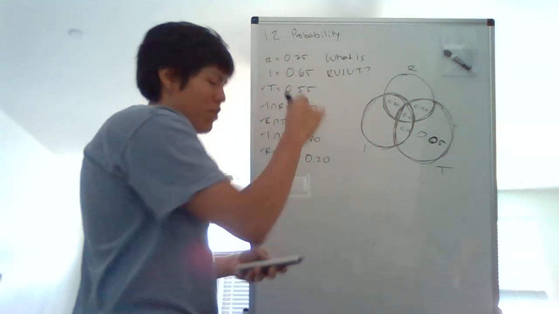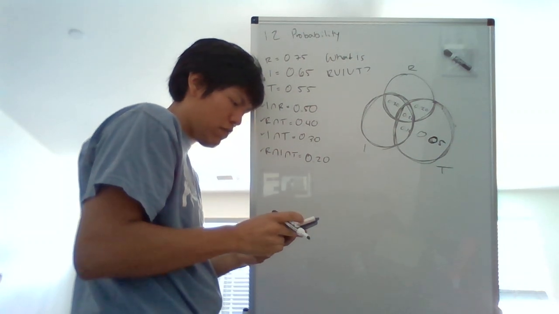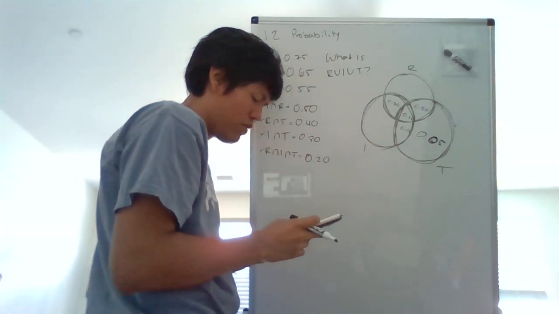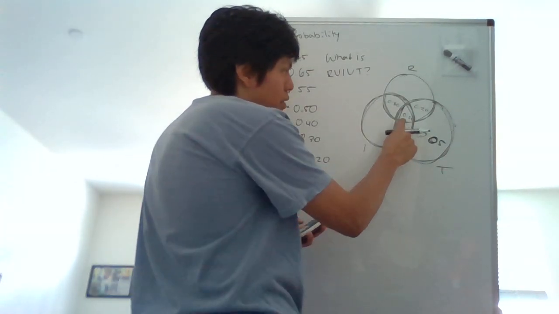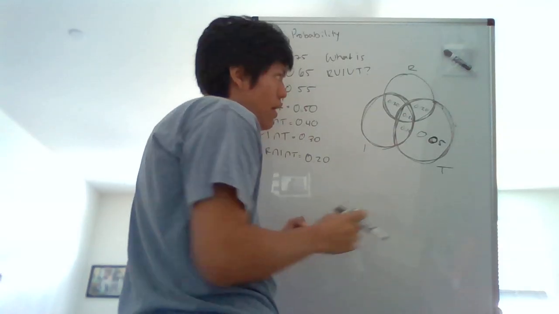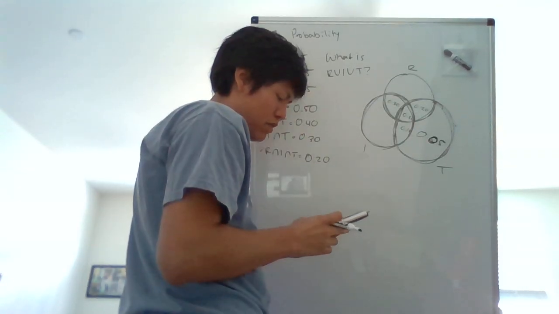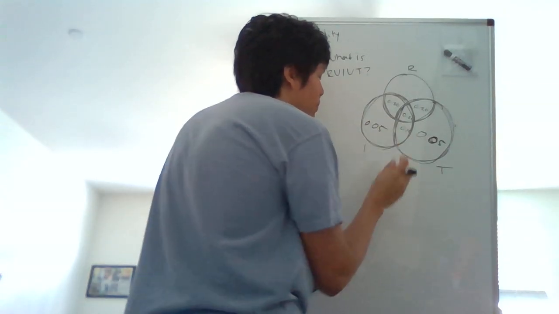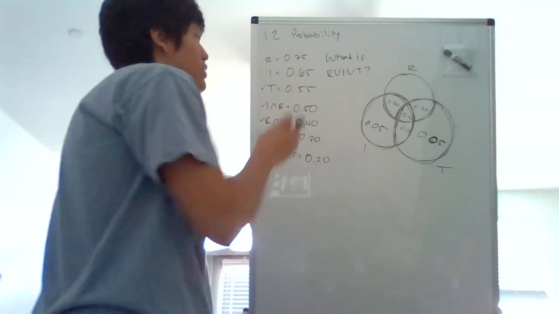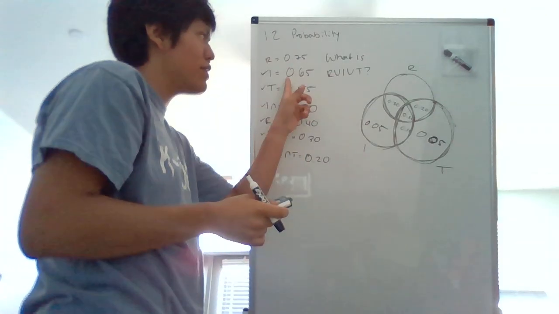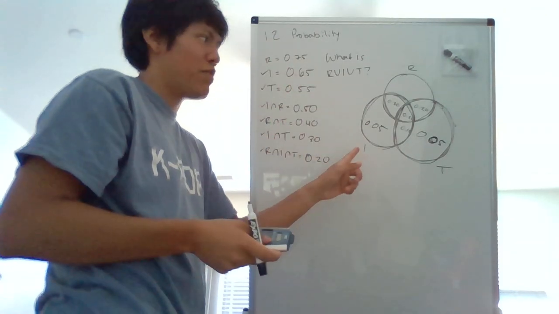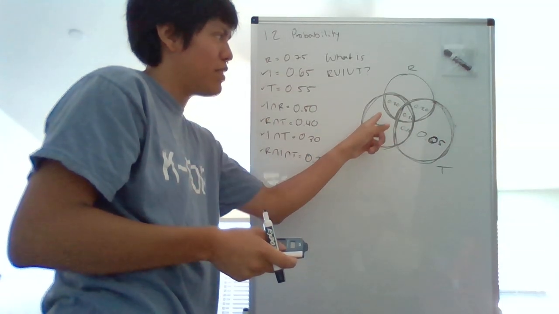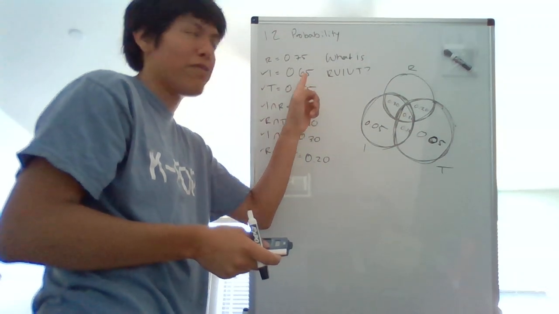So we can do 0.65 minus 0.10 minus 0.20 minus 0.30, and we get 0.05. So at least 0.65% of people have irons. And again, if you add all of these parts up, you will get 0.65.